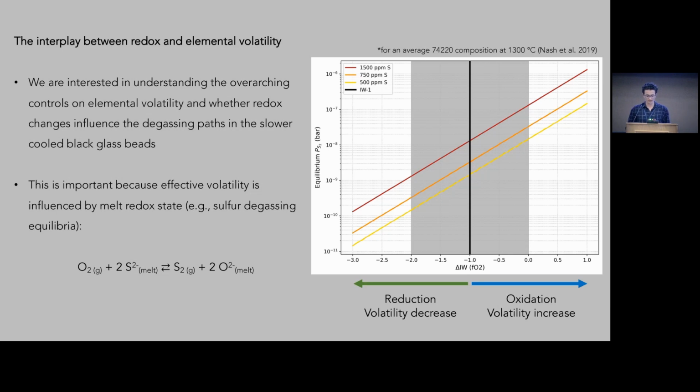I think these two processes together, the loss of volatiles and the redox state changes, tend towards explaining why many degassing materials tend towards equilibrium, even though they're losing a lot of volatiles.